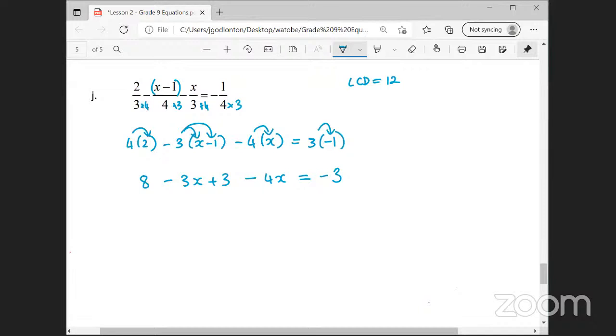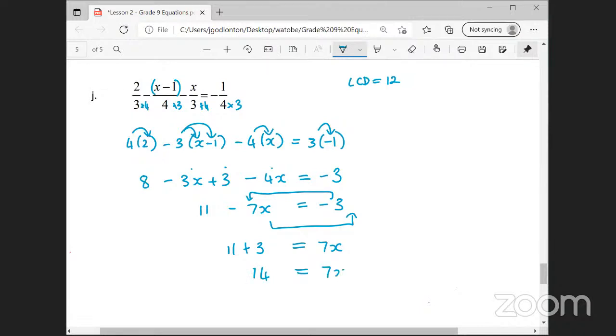If you've gotten up to that step right, you've got the bulk of your marks. So I'm really happy up to this point. I'm now just going to simplify both sides. So my 8 plus my 3 is 11, and negative 3 minus 4 is negative 7x, which equals negative 3. I'm going to move that 3 over, and that 7 over. So I have 11 plus 3 is equal to 7x.